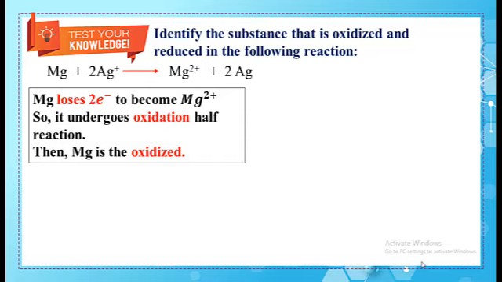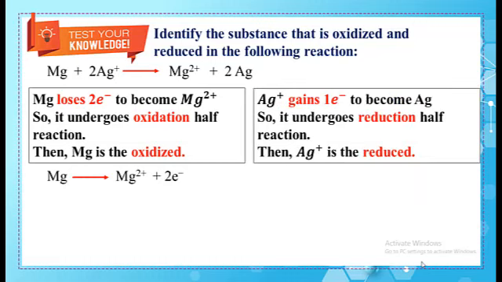reaction as Mg gives Mg2+ + 2 electrons, whereas Ag+ gains 1 electron to become Ag, so it undergoes the reduction half reaction. Then Ag+ is the reduced species, and because Ag+ undergoes the reduction half reaction, we can represent this by the equation Ag+ + 1 electron gives Ag.